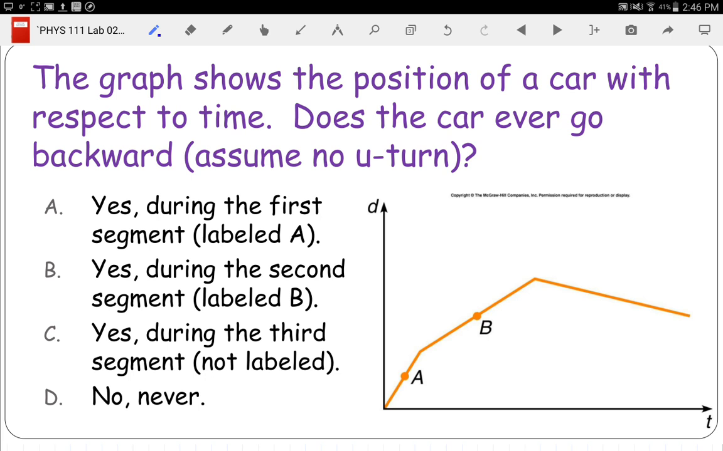All right, there we go. So what we have is 0, 1, 7. Seven people said it's going backward during the third, not labeled, segment. And those seven people are correct. They're correct because during that segment, what is it doing that tells you it's going backward? It has a negative slope. It's sloping downward instead of sloping upward.